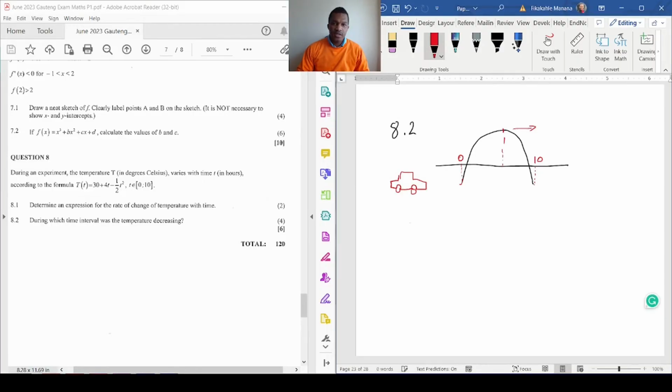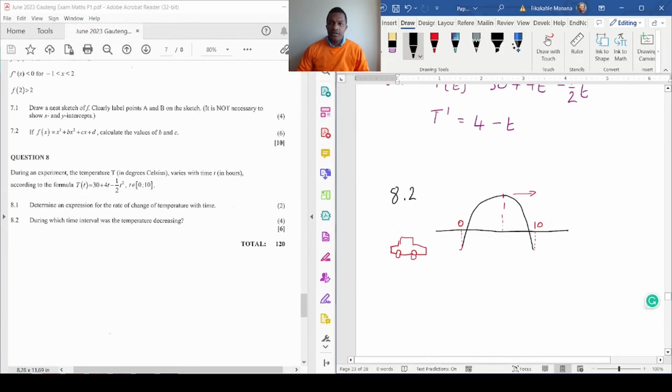And how do we do that? We take the first derivative, and we always equate it to 0. So we have solved our first derivative over here. To get the x value for the turning point, we take the first derivative and equate it to 0. Our first derivative is 4 minus t, equate it to 0 and solve for t.